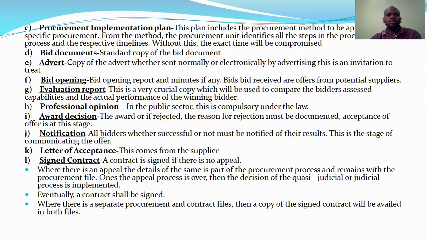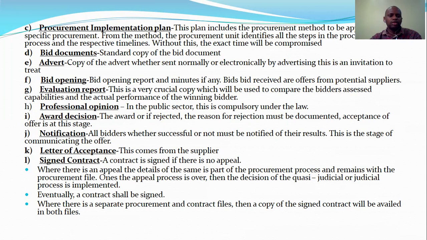It also has the procurement implementation plan. This plan includes the procurement method to be applied and the various issues that are very critical when it comes to procurement. We also have the bidding document, which is a standard copy of the bid document. It also contains the advertisement, a copy of the advert, whether sent normally or electronically. We have the bid opening, the evaluation report, the professional opinion, award decision, and notification of all the bidders, either successful or unsuccessful.